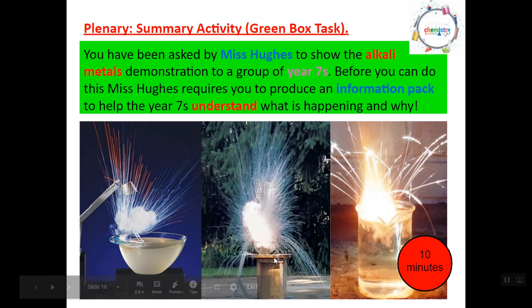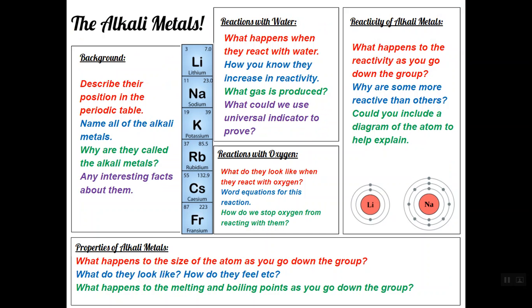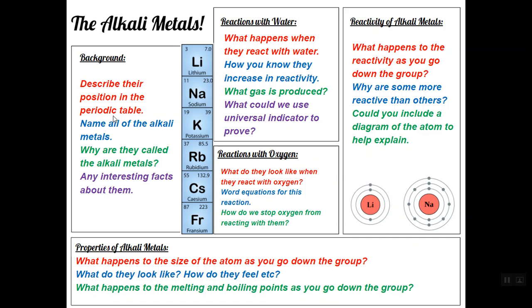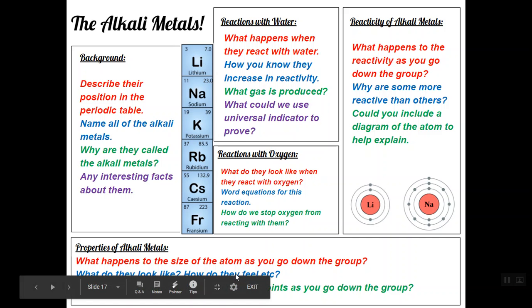Now, the last thing you are going to do is create an information pack about the alkali metals. To do this, I have a nice little help sheet here. So you might want to copy this onto your piece of paper or into your book if they haven't been printed. And then I've got a little bit of a description in each box about what you can put in.